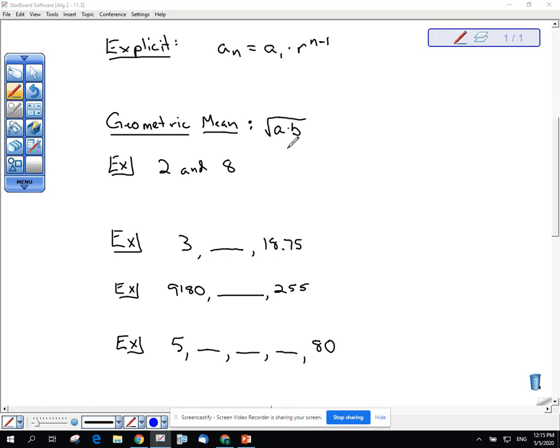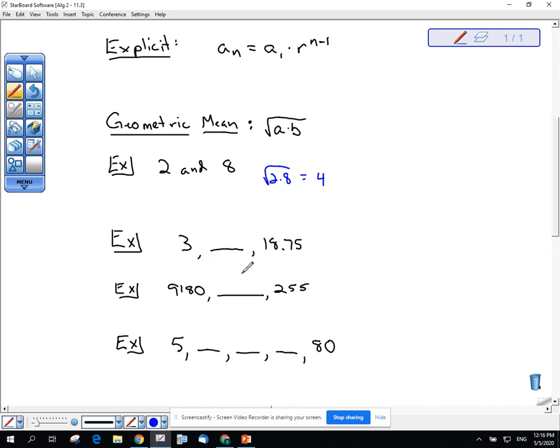Okay, now we're not going to do that. In Algebra 2, we're going to stick to 2 numbers, but that is in fact the way you calculate a geometric mean. So if I gave you 2 and 8, then you would take the square root of 2 times 8. 2 times 8 is 16. The square root of that would be 4. The geometric mean of 2 and 8 is 4.